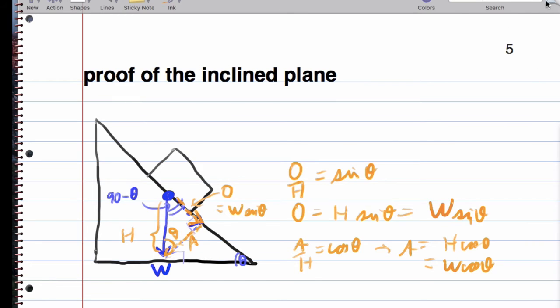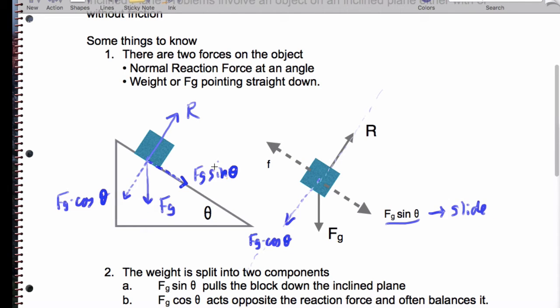So that's a quick proof of how we get these two components here. This is not something you actually need to know for the IB. It's something that you need to know how to label from memory.